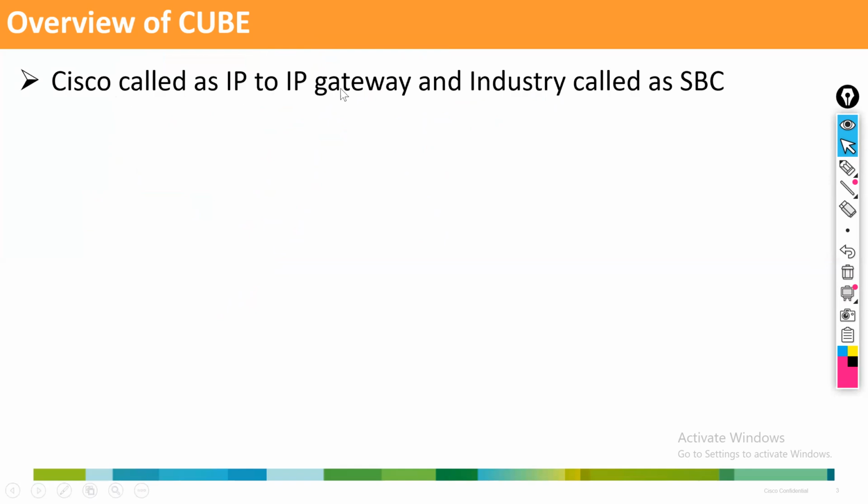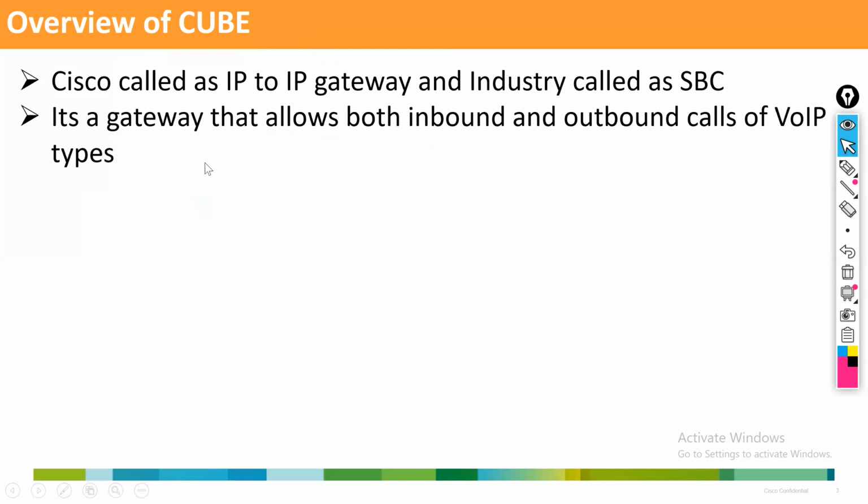Cisco calls it an IP to IP gateway, and the industry calls it an SBC, session border controller. It's a gateway that allows both inbound and outbound calls of VoIP type, because at both ends we are using IP addresses. So the dial peer we have to create here is a VoIP dial peer.